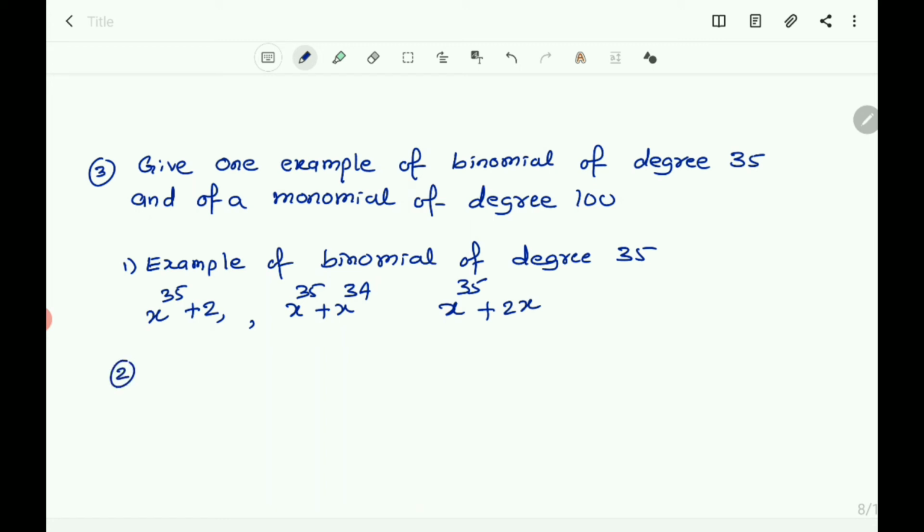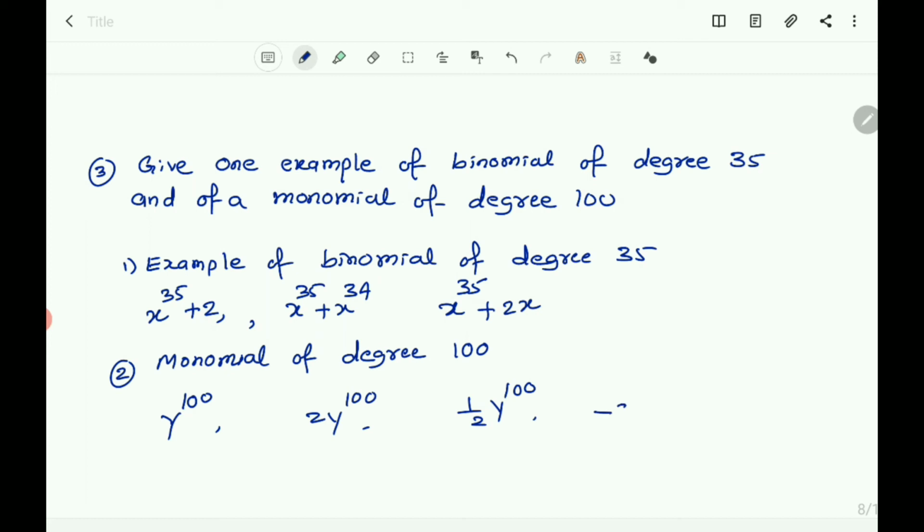Second one, a monomial of degree 100. Monomial means having only one term, and you write only one term with any variable and the power here is 100. So you can write y to the power of 100, or 2y to the power of 100, or 1 by 2 y to the power of 100, or minus 8y to the power of 100. All these are monomials of degree 100. This is the solution for the third question.